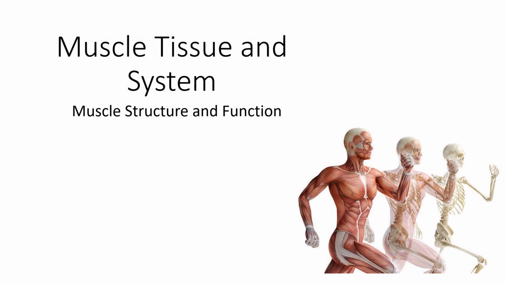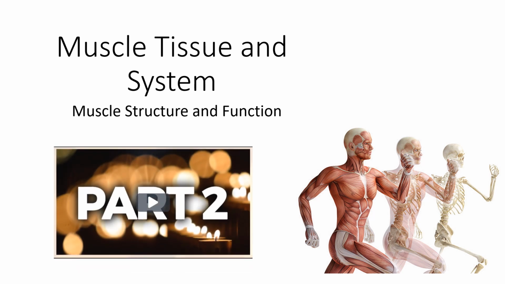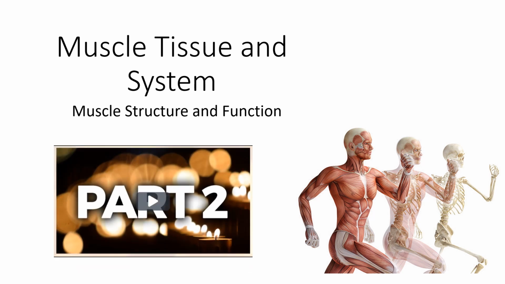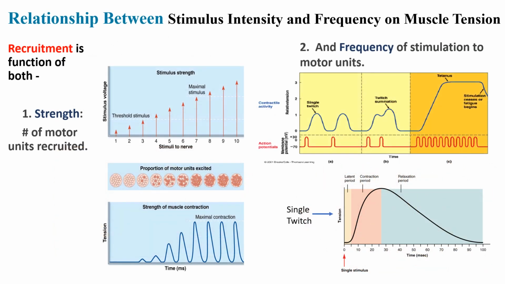Welcome back, and here we are now into part two of this lecture on muscles and muscle tissues. There are a number of different ways that you can look at strength of skeletal muscle contraction, but it really does come down to two things, and we're going to focus on basically one of those two things, and that is what we call recruitment. Okay, so recruitment is the number of simultaneous motor units that you fire.